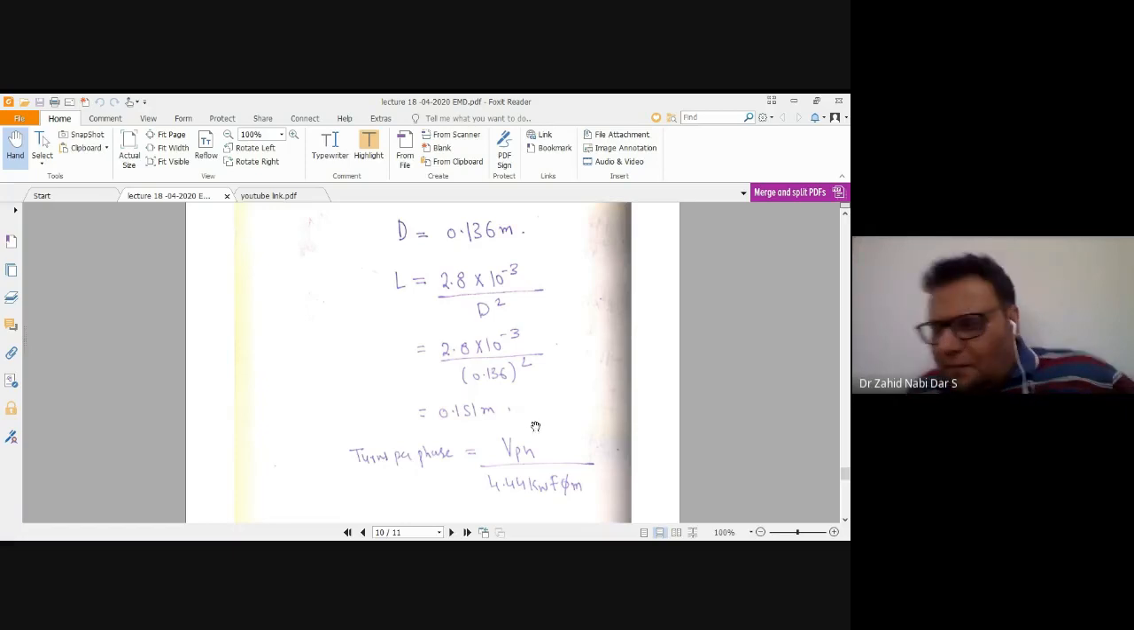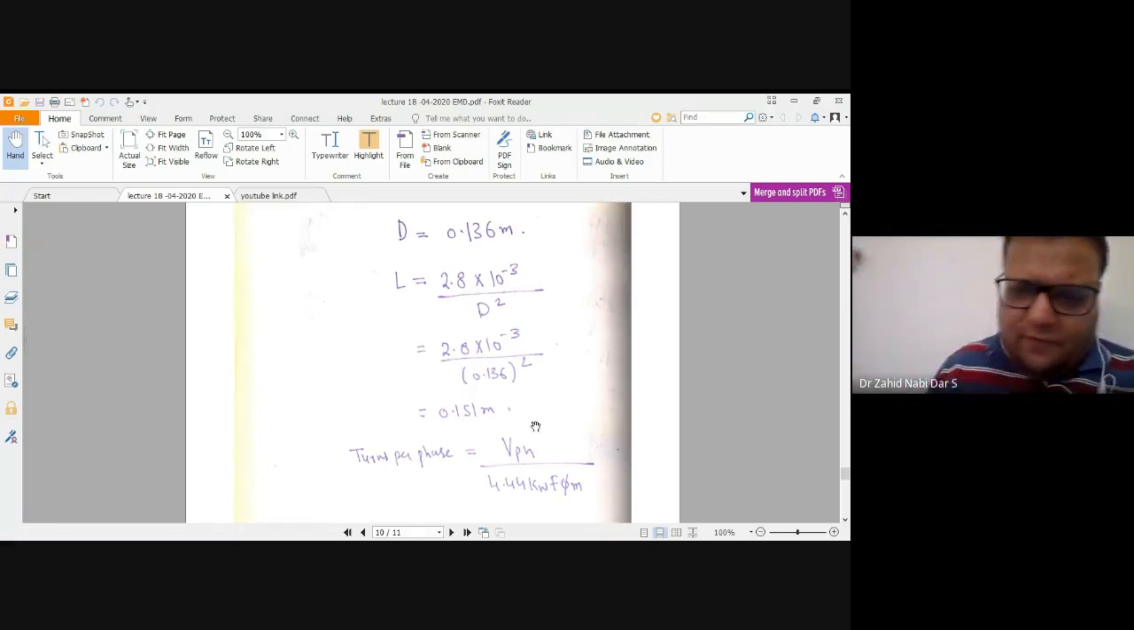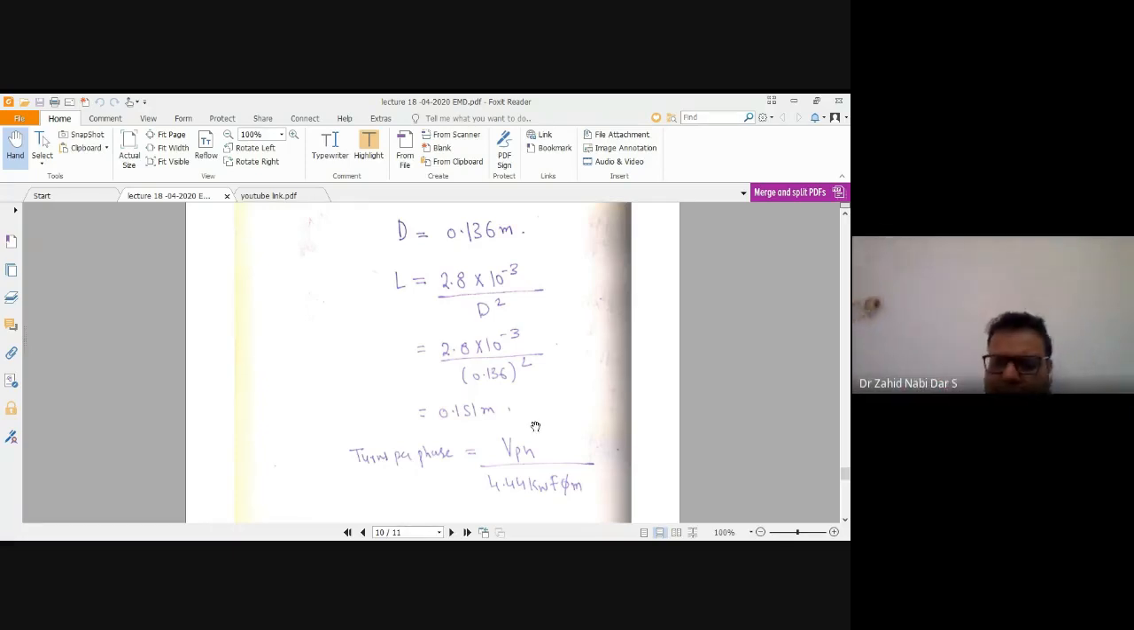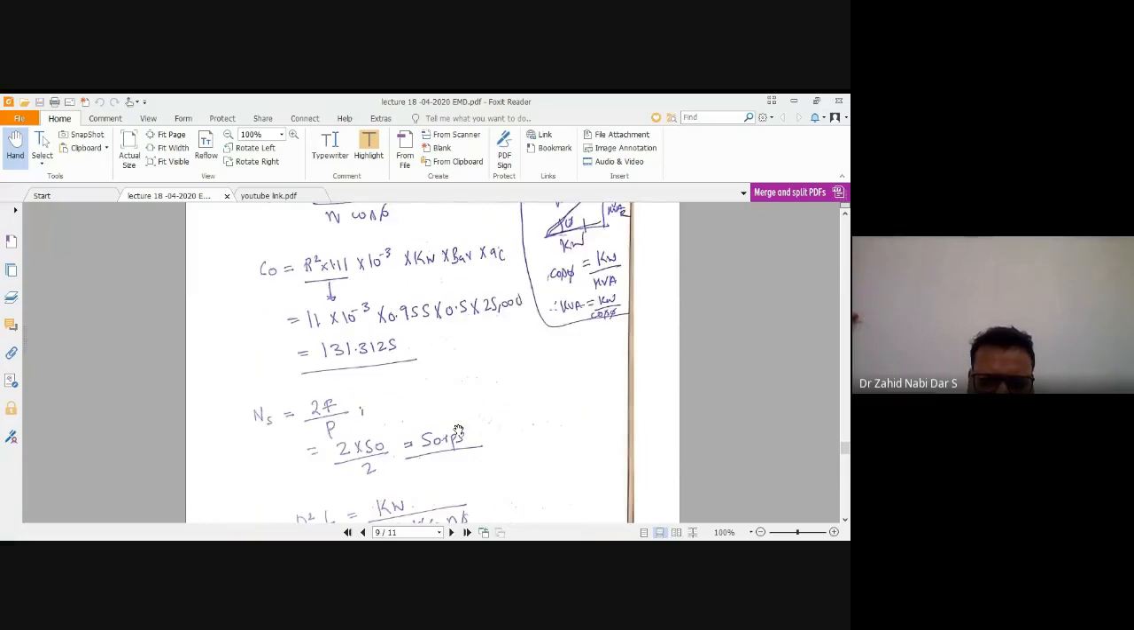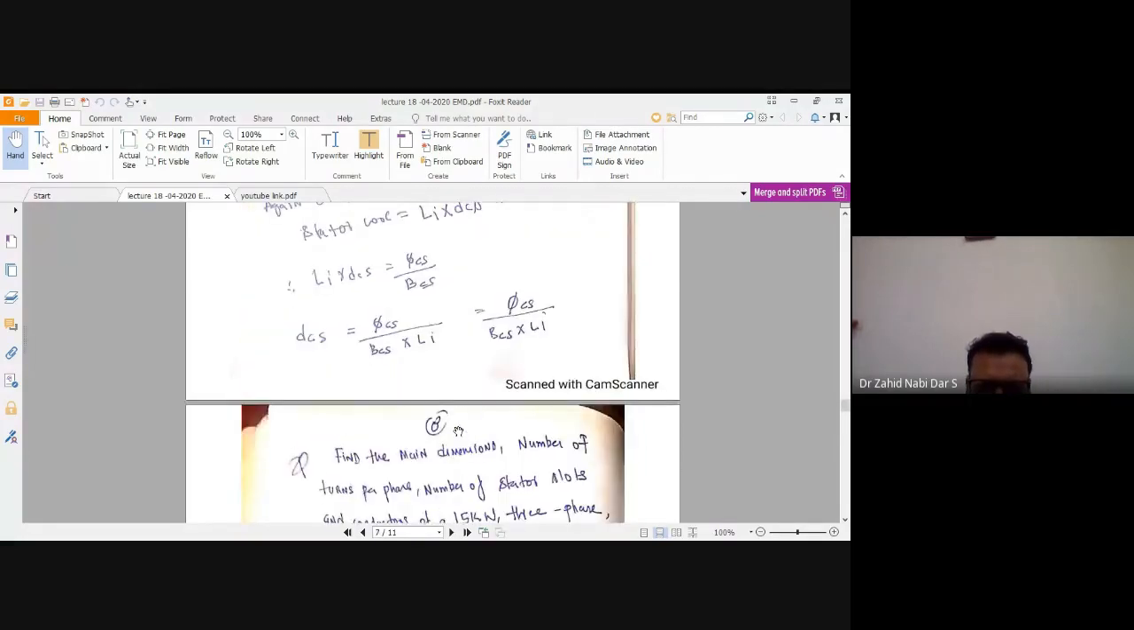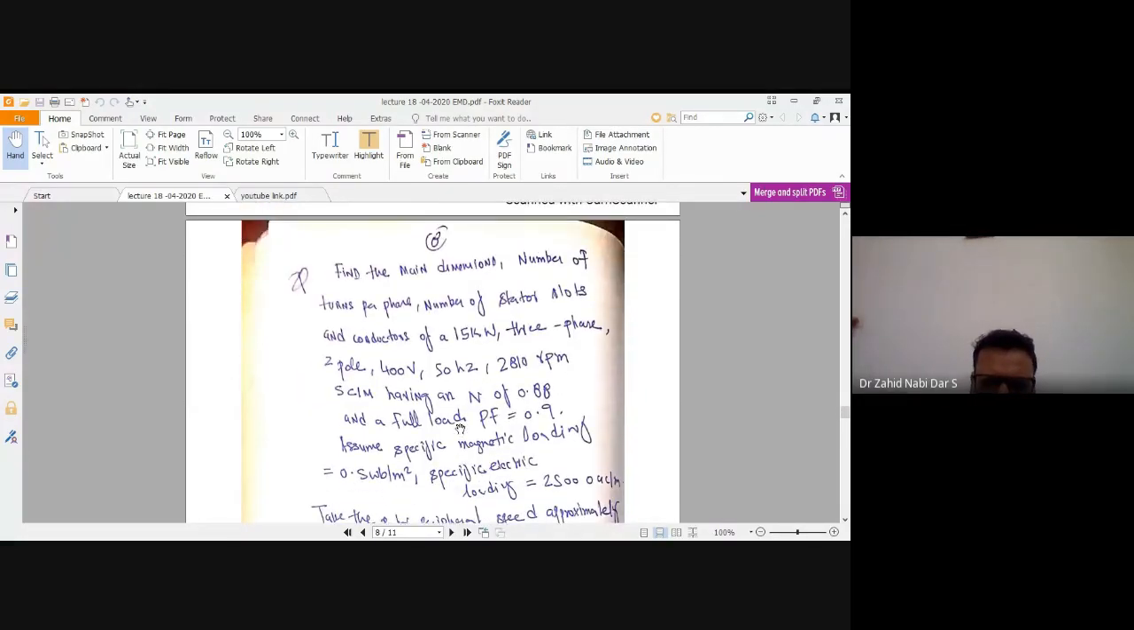So now we have got the main dimensions D and L. We have arrived at the main dimensions. Now let's look at the problem one more time. What is the problem asking us? Find the main dimensions. So we are done with the main dimensions. We have calculated the value of D and L.